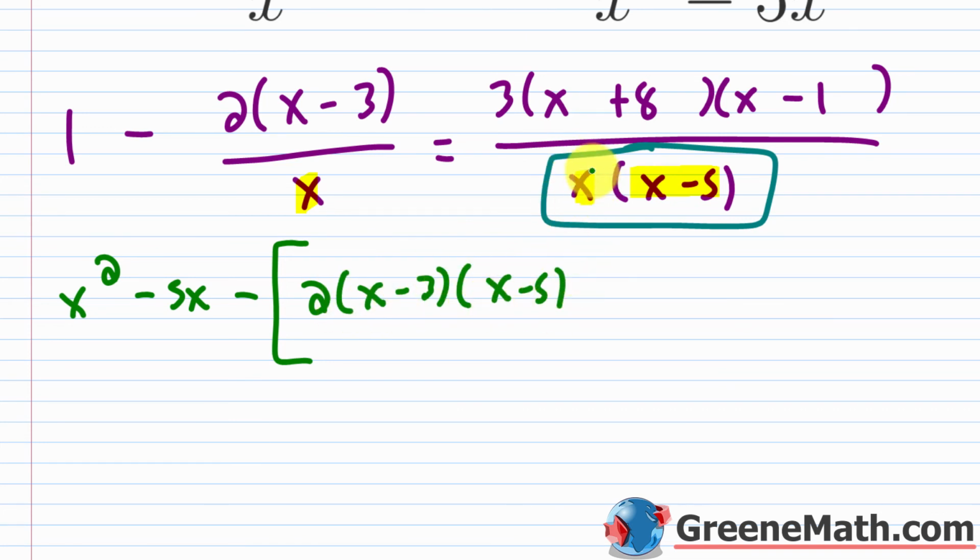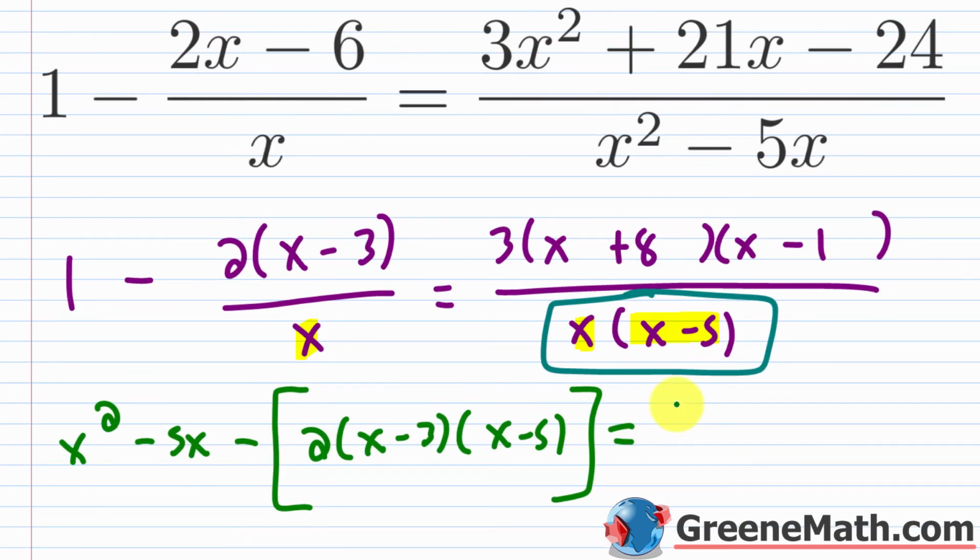And again, this x right here is going to cancel with this x right here if x times the quantity x minus 5 is multiplied by this guy right here, okay? So I would have to simplify this, and I'll do that in a moment. Then this equals, again, if I multiply this guy right here by this LCD, or this denominator, well, the denominator is going to cancel. So I have the 3 times the quantity x plus 8 times the quantity x minus 1, which in unfactored form, again, was 3x squared plus 21x minus 24.